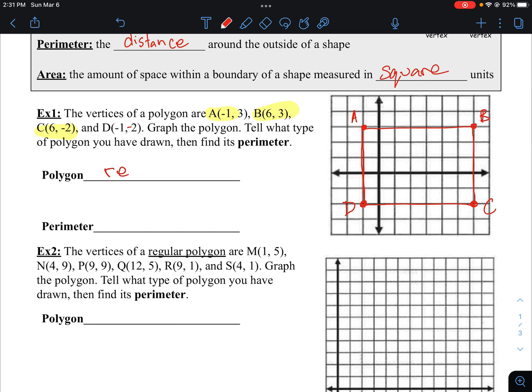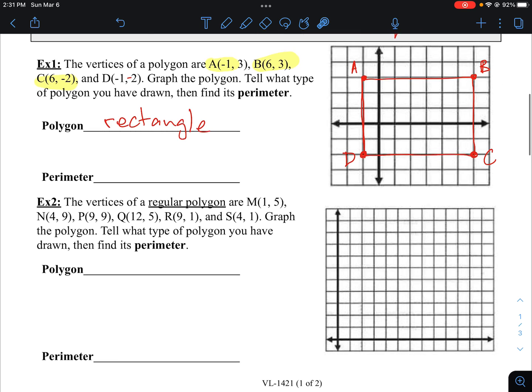You may know it as a rectangle, but if you said parallelogram, you're also correct. Not a square, though, because not all the sides are equal. Okay, what is the perimeter? Well, how can we find it?